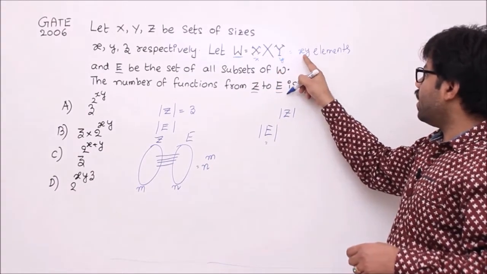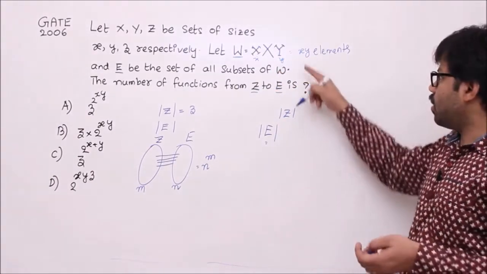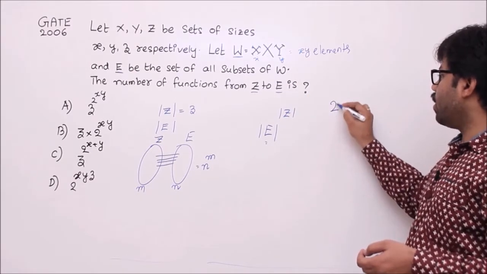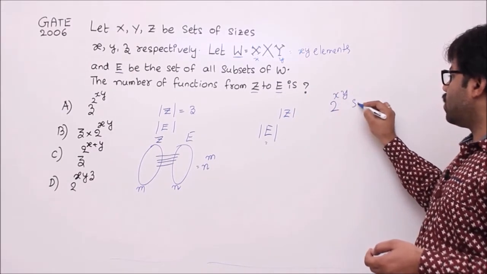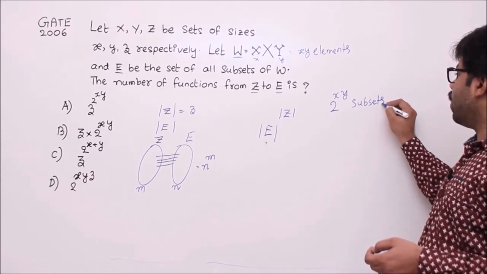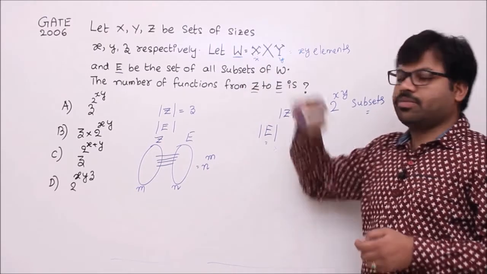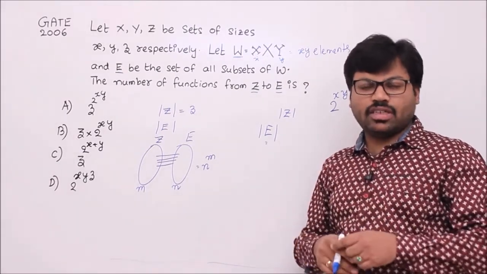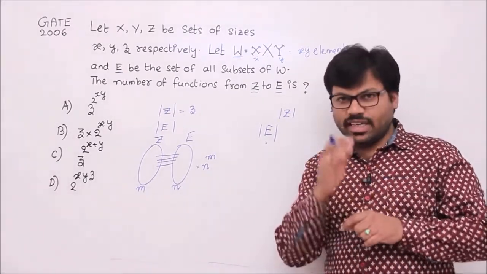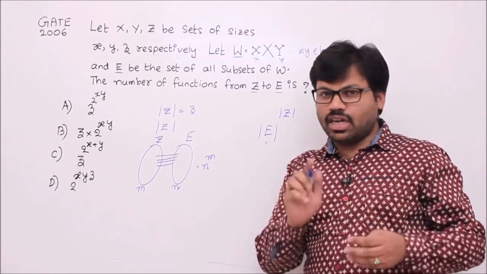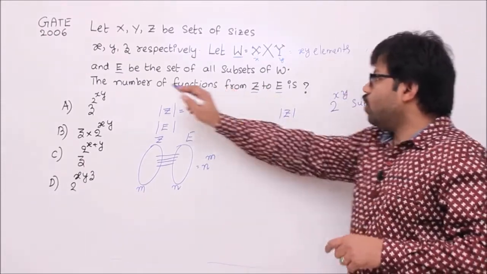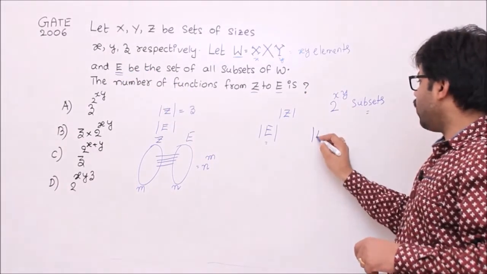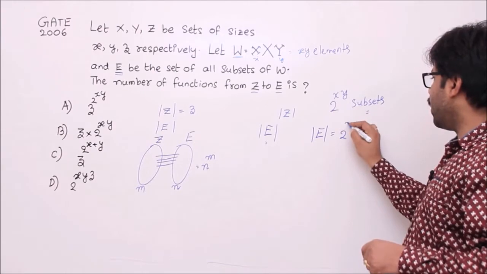Now E is the set of all the subsets of W. Since W contains xy elements, the number of subsets for W will be 2 to the power of xy. You remember it. There are 2 power xy subsets for this W. That's the definition of power set. Do you remember? If any set has n elements, the total number of subsets is 2 power n. Now you are collecting all those subsets into E. That's why size of E will become 2 power xy, isn't it?